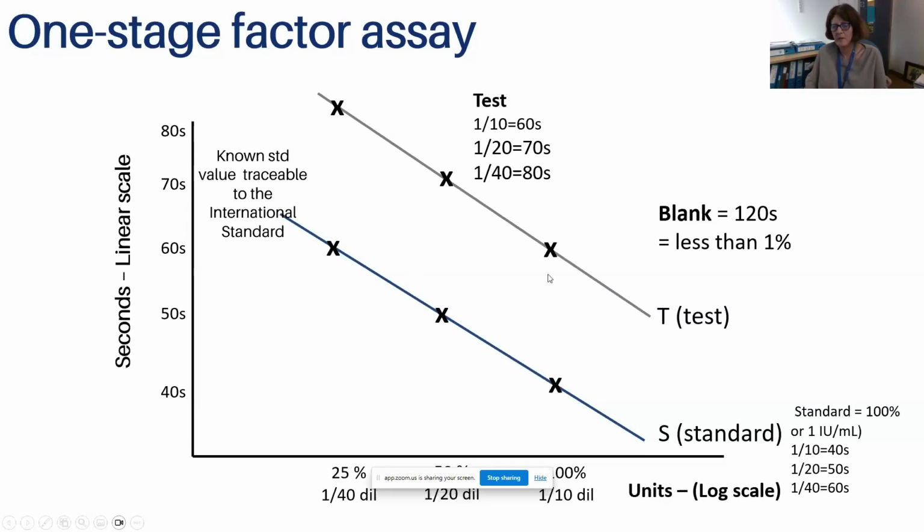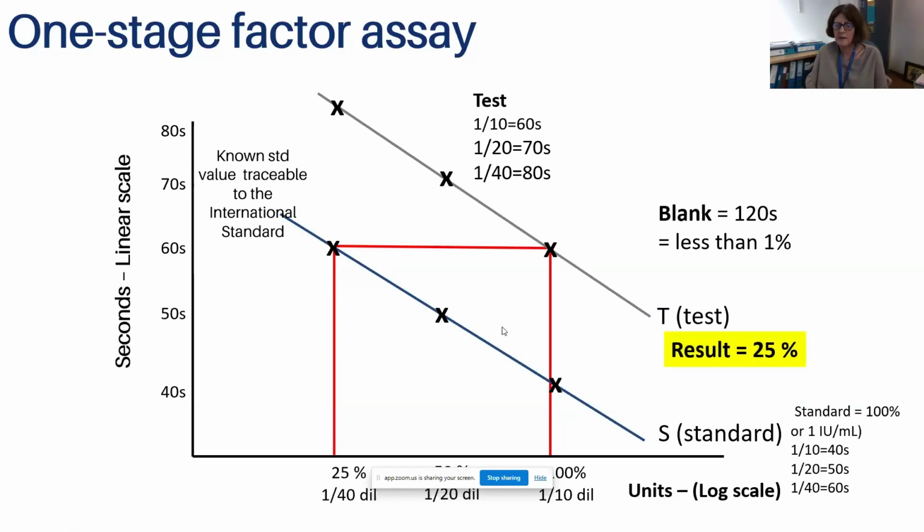Then I've done the same thing to my patient. My patient's 1 in 10 dilution has come out at about 65 seconds. The 1 in 20 is 70 seconds, and the 1 in 40 is 80 seconds. To read that, I would plot these on log linear graph paper, and that's how I get my patient result, which is 25%. So hopefully that is okay.